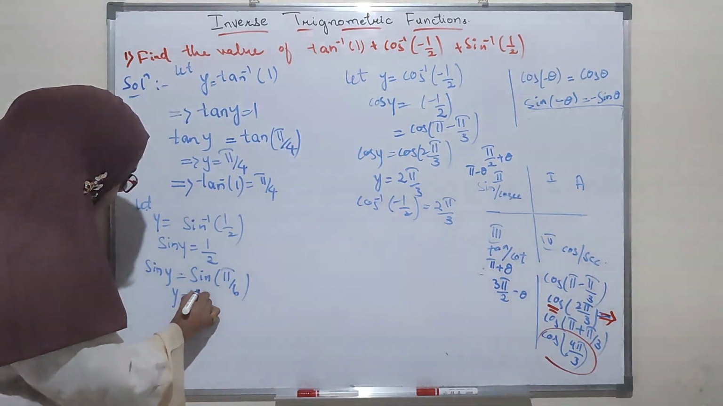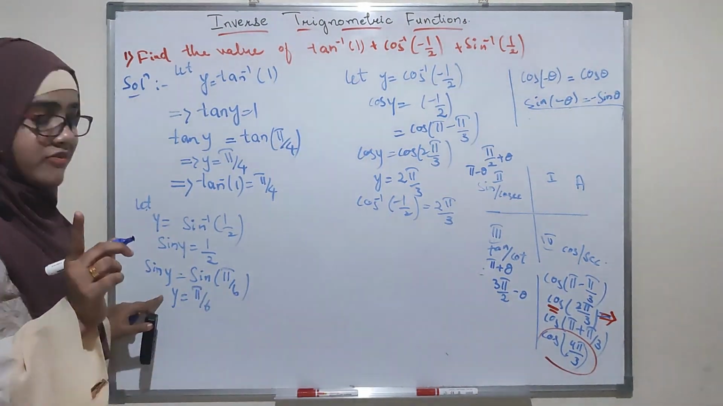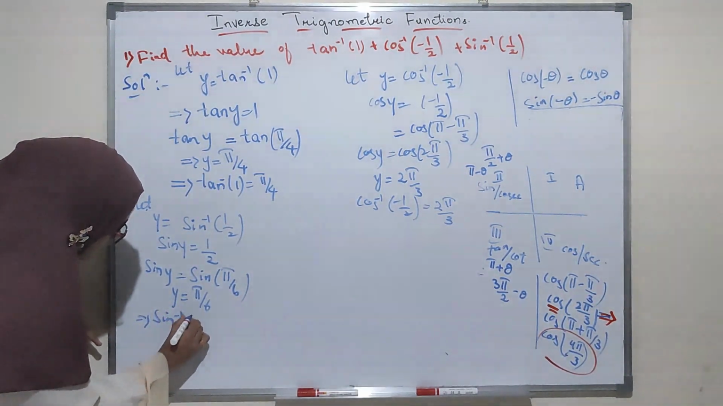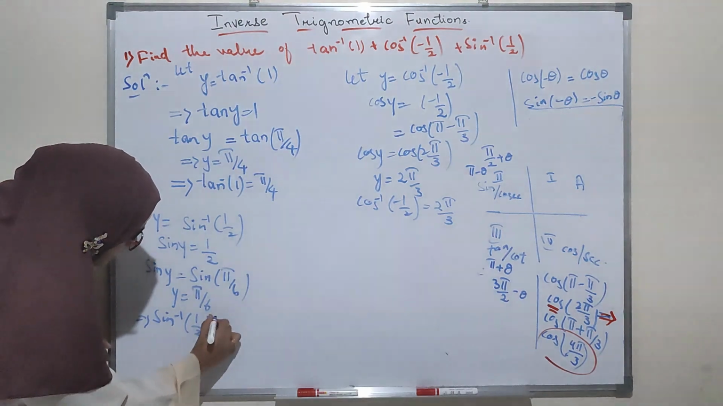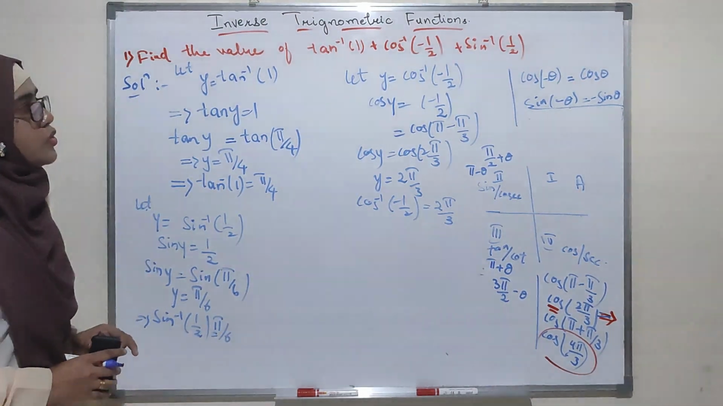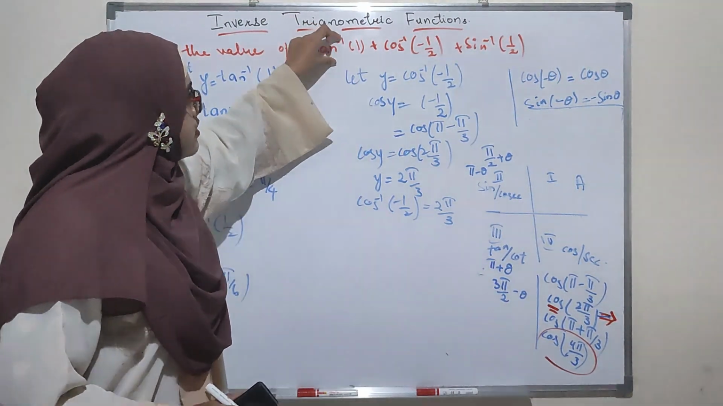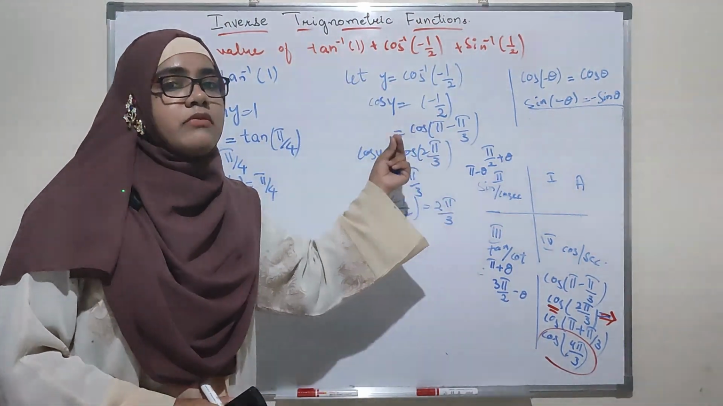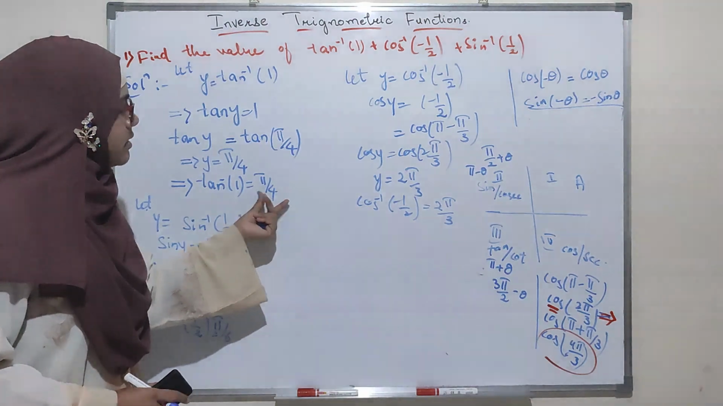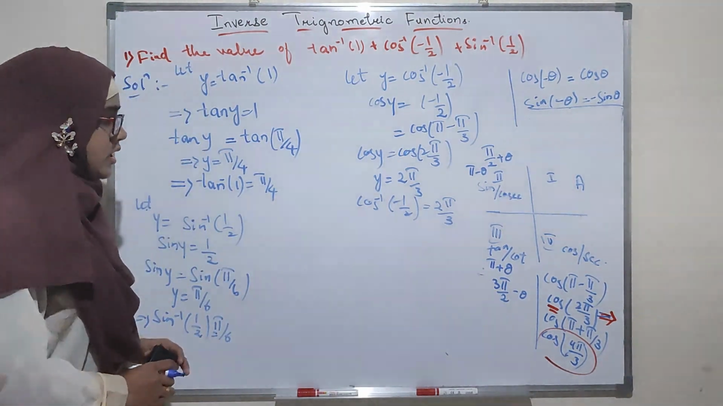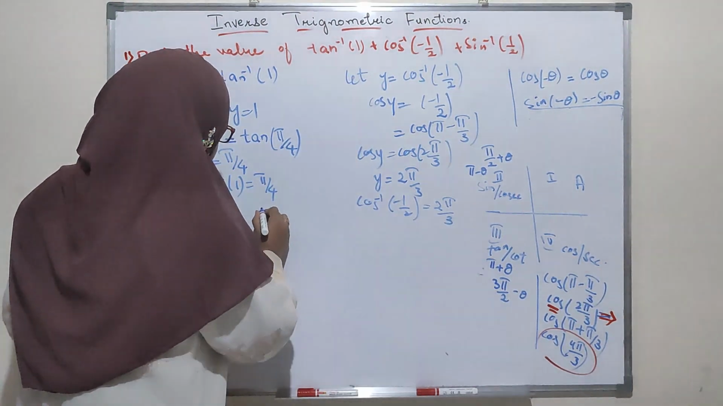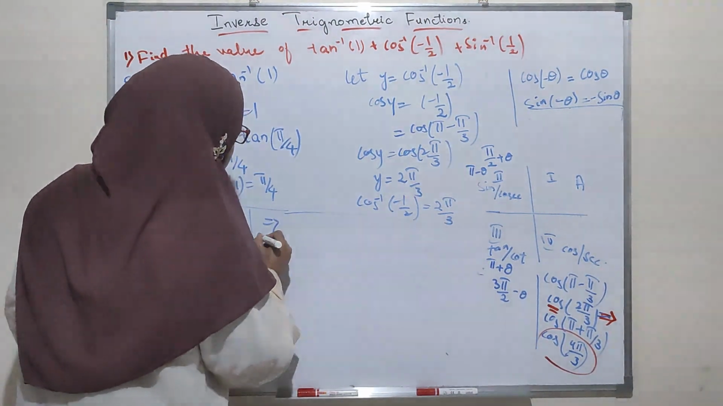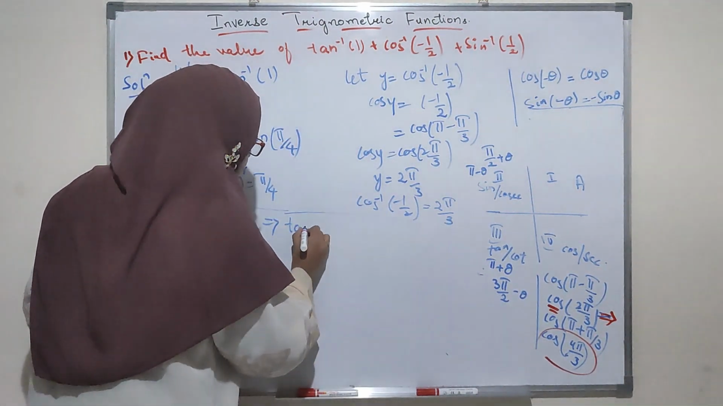So y is equal to pi by 6. Okay, but why have we taken the sin inverse of 1 by 2? So this implies sin inverse of 1 by 2 is pi by 6. We have to find each value, each term, separately. We have solved separately for each term and found the values as pi by 4, 2 pi by 3 and pi by 4.